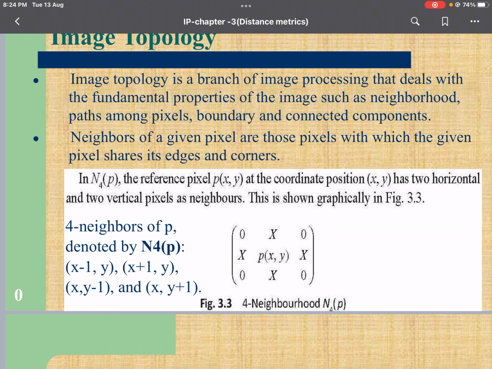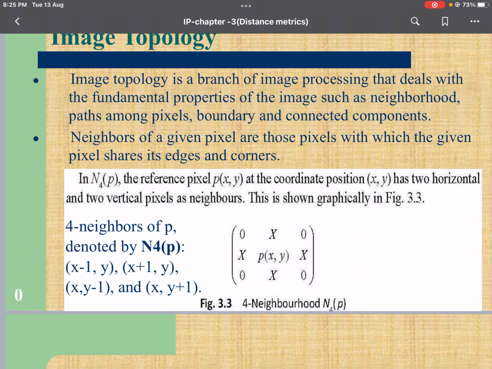First is n4 of p, that means the 4 neighborhood of a pixel. The reference pixel p of x comma y at the coordinate position x comma y has 2 horizontal and 2 vertical pixels as its neighbors, and that information is shown in the diagram in figure 3.3. Assume p of x y is the position of the pixel. With respect to that we have 2 pixels on its horizontal and 2 pixels on its vertical.